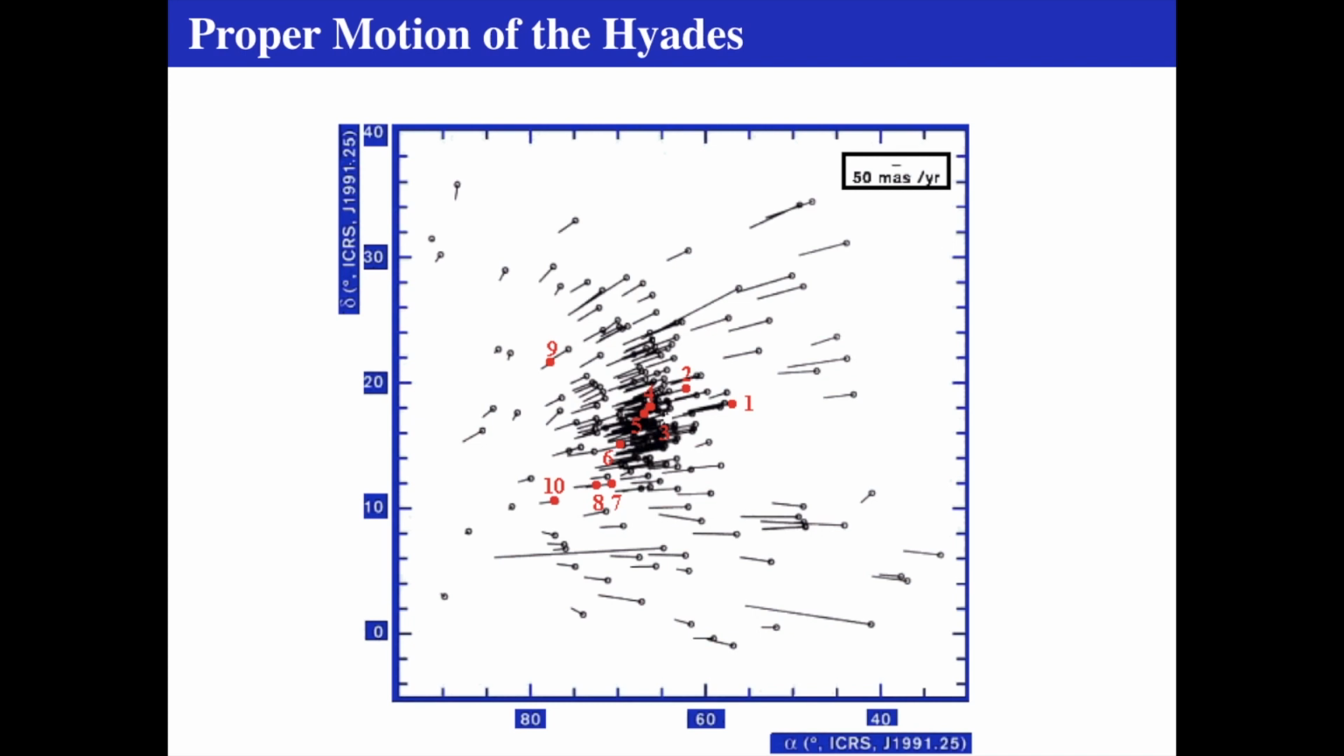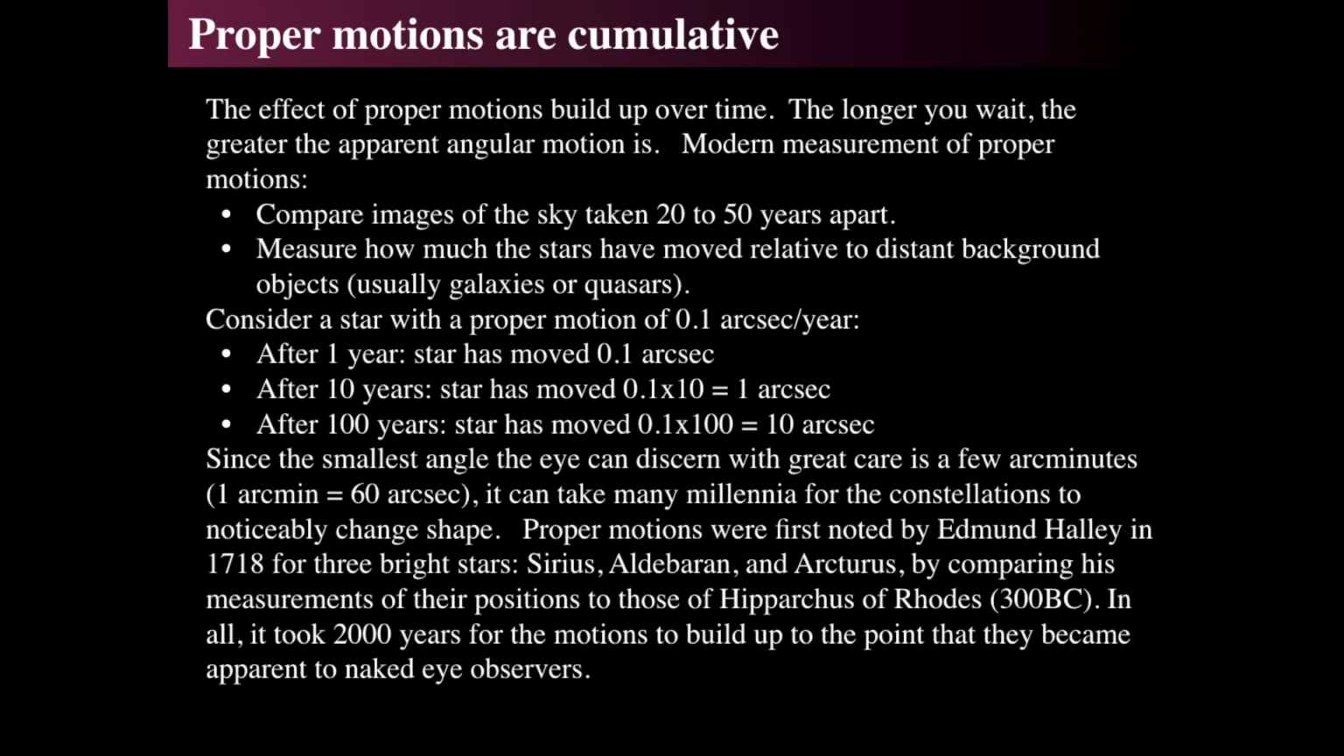So this is 0.05 arc seconds per year. So it's not a big proper motion. So that's the length of the little line. So you can see that it still is there. It's enough to be measurable. And so this is a piece of work in Icarus in 1991. Okay, so proper motions themselves are cumulative, meaning if you wait, they'll move.